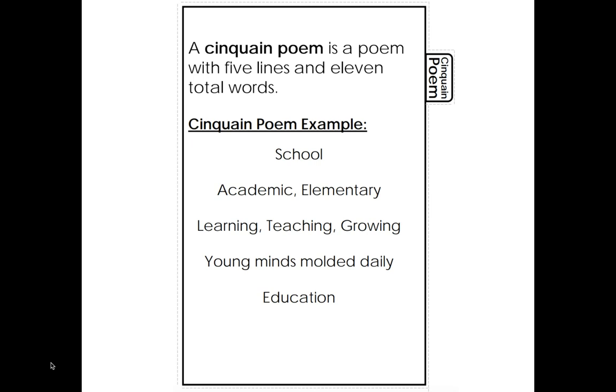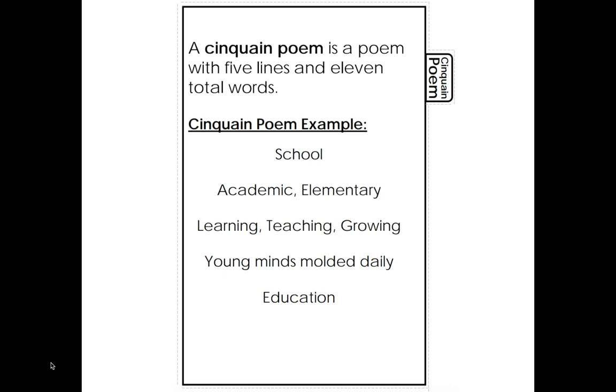Poetry has different structures, so different amounts of lines, different stanzas, sometimes rhyming, repetition, right? All the figurative language devices that we used. Some structures of poetry are really simple. So a cinquain poem is a poem with 5 lines and 11 total words. So a cinquain is the structure of having 5 lines and 11 total words.